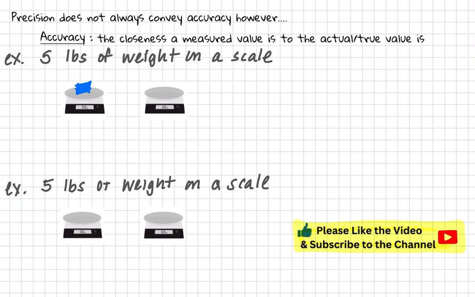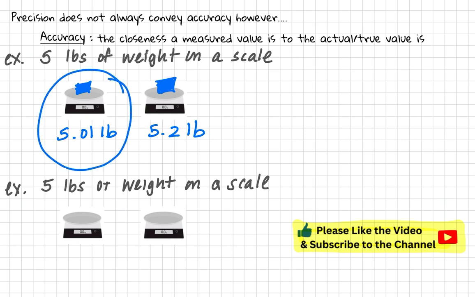The first one is 5.01 pounds. And then the second one that we're going to compare to see which one is the most accurate compared to the weight we need on the scale, 5.2 pounds. Which one is closer to 5? It's this one.